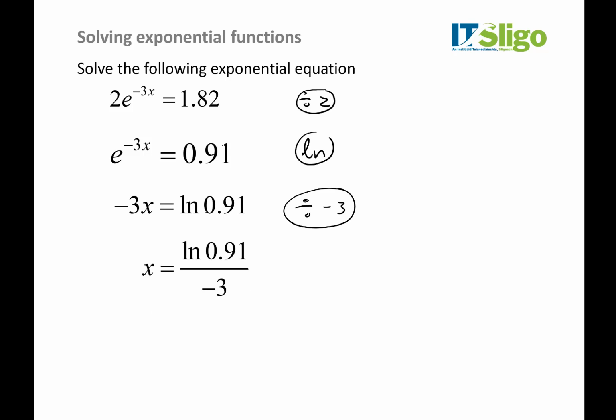And again, it's always best practice to try and keep the calculation. Don't keep diving for the calculator at each step, because each time you're going to introduce rounding errors. So now when we divide both sides by minus 3, we just get our calculator now and work out our answer.